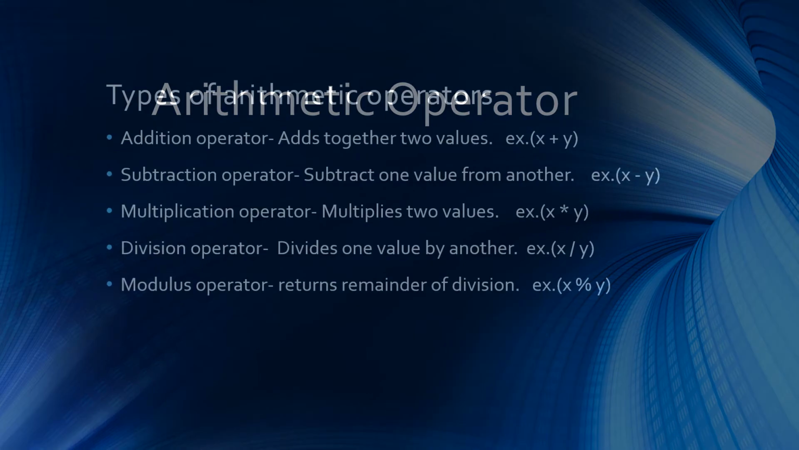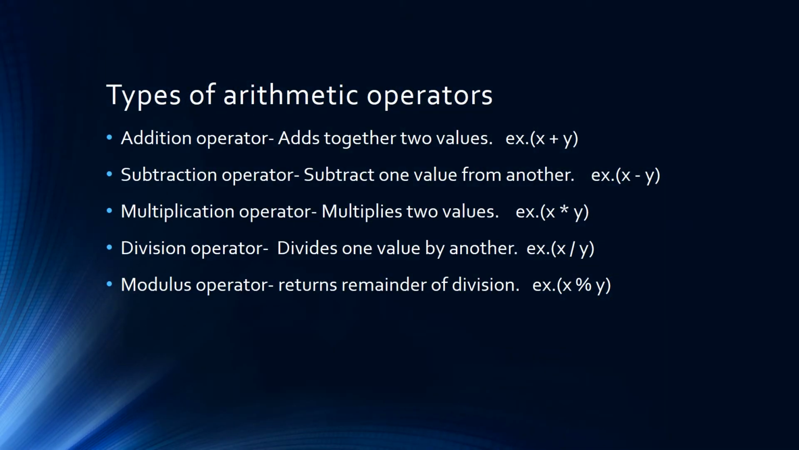Arithmetic operators. For arithmetic operators, there's the addition operator, which adds together two values. An example is x plus y. There's the subtraction operator, which subtracts one value from another, for example x minus y. There's the multiplication operator, which multiplies two values, for example x times y. And the division operator divides one value by another, x divided by y.